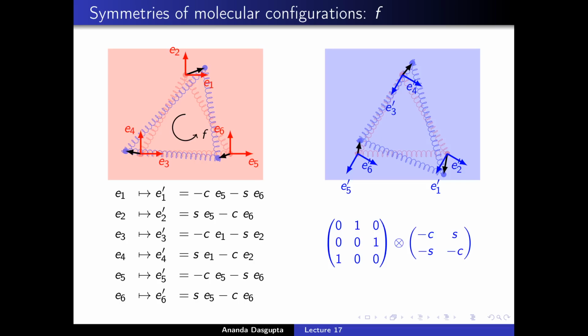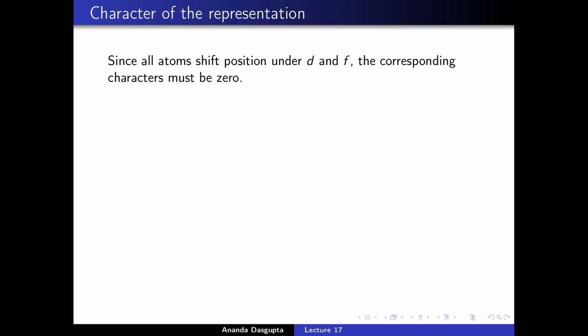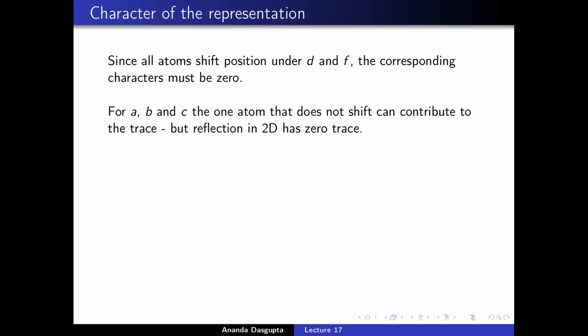What about the character of A, B, and C? Well, for A, B and C, there is one atom exactly which does not shift, and that is the only atom which will contribute to the trace. However, if you look at the reflection matrix, that is what happens to the vector which is attached to that particular vertex, that always ends up having a zero trace.